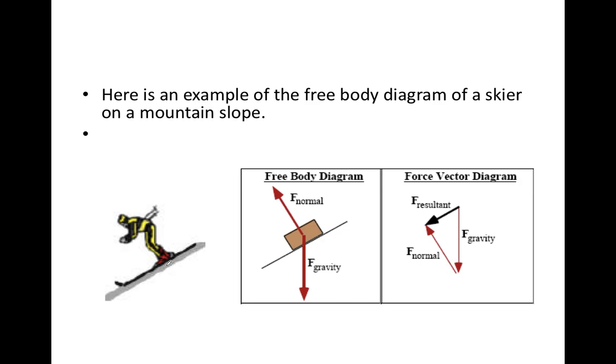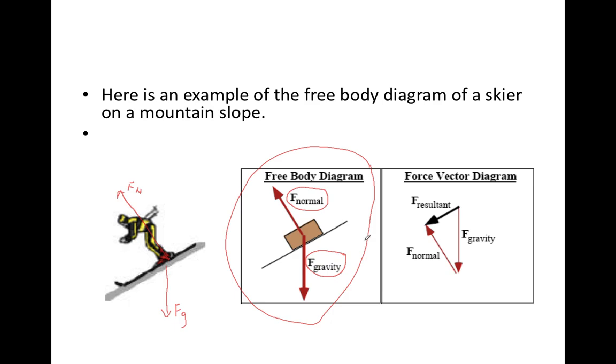There's a force of gravity that acts straight down towards the earth, F_g, and there's a normal force that acts perpendicular to the surface. Normal forces always act perpendicular to a surface, and so there's a normal force acting on the skier, F_N. And that is shown in this diagram here. So you have the normal force and you have the force of gravity.